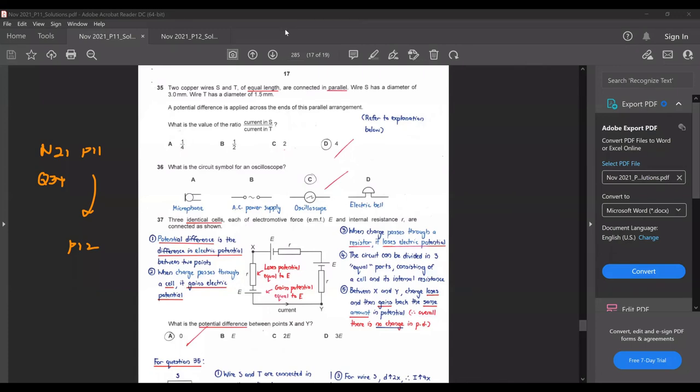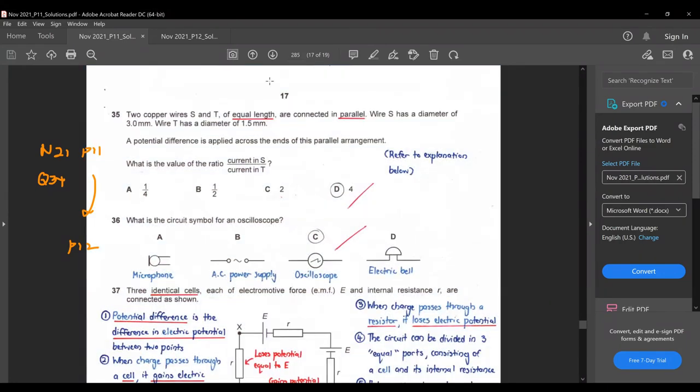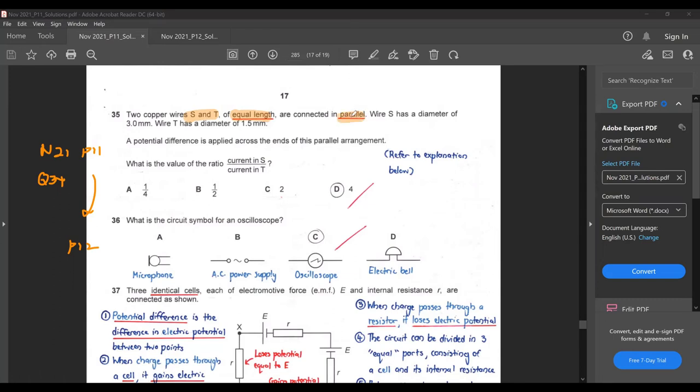Okay, now if you look at question 35, let me just zoom in. Under question 35, they said that there are two copper wires S and T of equal length. They are connected in parallel. Wire S has a diameter of 3 mm, while wire T has a diameter of 1.5 mm. A potential difference is applied across the ends of this parallel arrangement. So what is the value of the ratio of current in S to current in T?